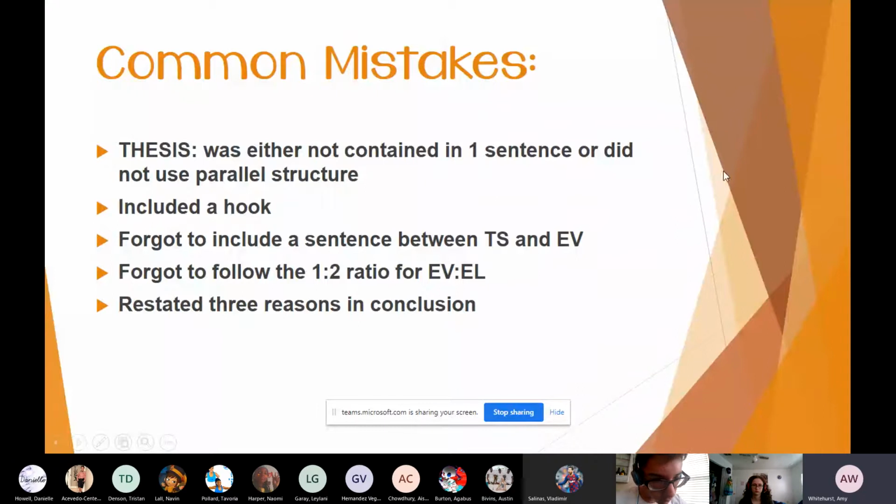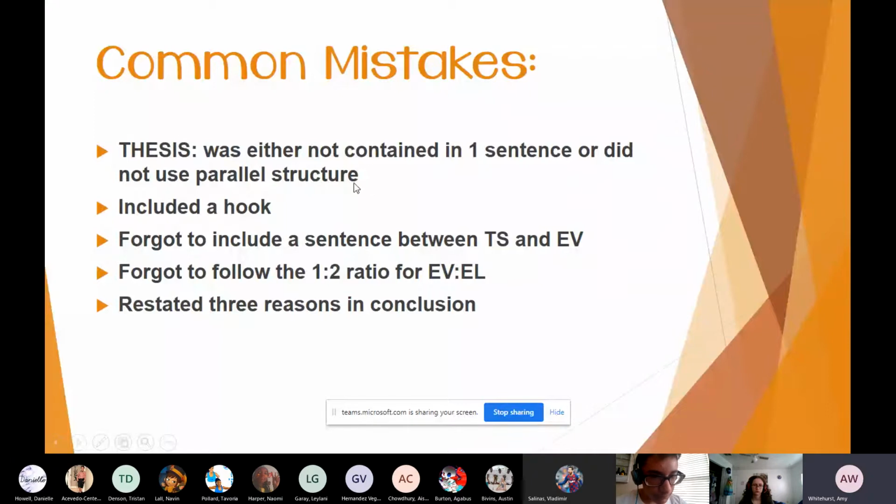However, your thesis statement should be in one sentence and should include your topic and 3 reasons. So again, the thesis statement should be in one sentence and should include your topic and 3 reasons. It should also have parallel structure, which we will talk about a little later on.